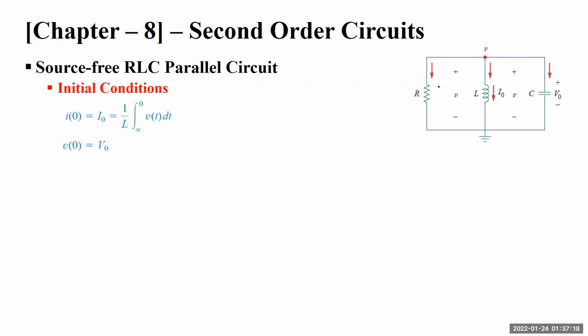We can see that there are no dependent or independent current or voltage sources attached in the circuit. We have a resistor, an inductor, and a capacitor, all attached in a parallel combination. The interesting question here is how this circuit powers itself up. We are assuming that our inductor is completely magnetized and our capacitor is completely charged at time t equals 0, and we need to see the response of this circuit.